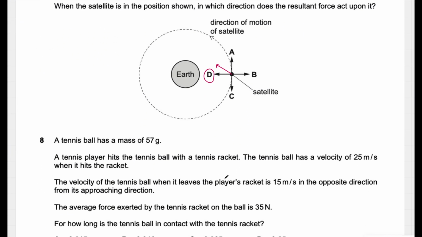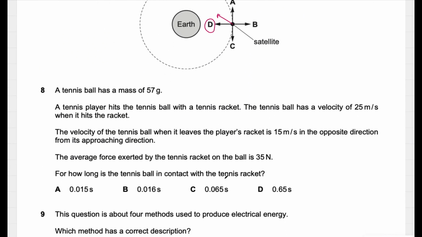Now we go to question number 8, so that we can do as fast as we can. It says a tennis ball has a mass of 57. So mass is 57. The tennis player hits the tennis ball with a tennis racket, and the tennis ball has a velocity of 25 meters per second. So we know that if they're asking for momentum, it is mass times velocity. This one is not in the standard unit. We can change it to standard unit by dividing by 1000. Since this one is in standard unit, meter per second. But let's read the question first.